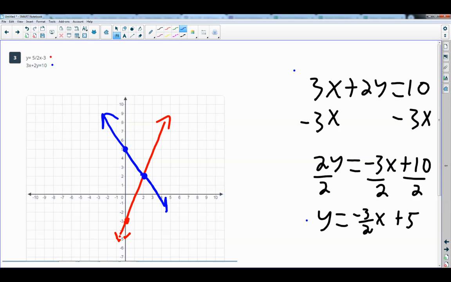And there is my blue line. All right, so if those lines don't touch, you know you did something wrong. If they don't touch at an intersection, you did something wrong. And remember, this is also going to be just like number 6. So number 6 and number 3 are very similar.